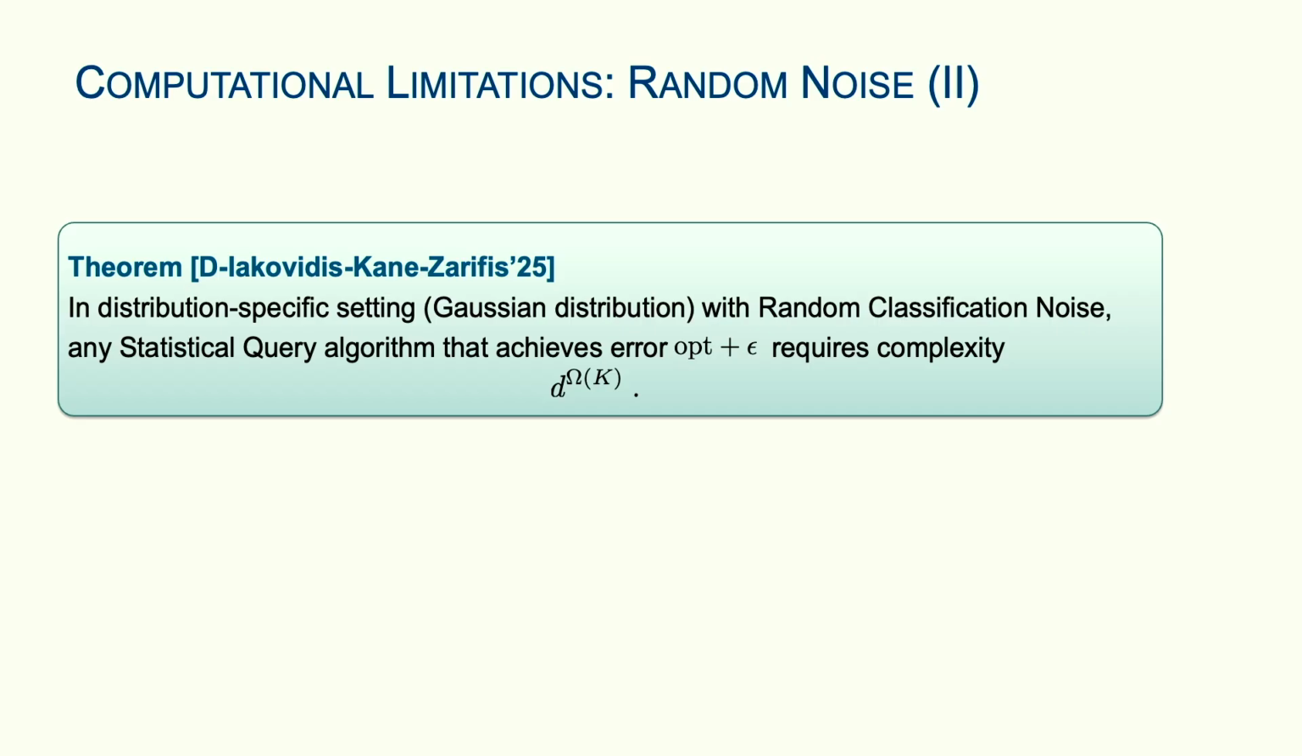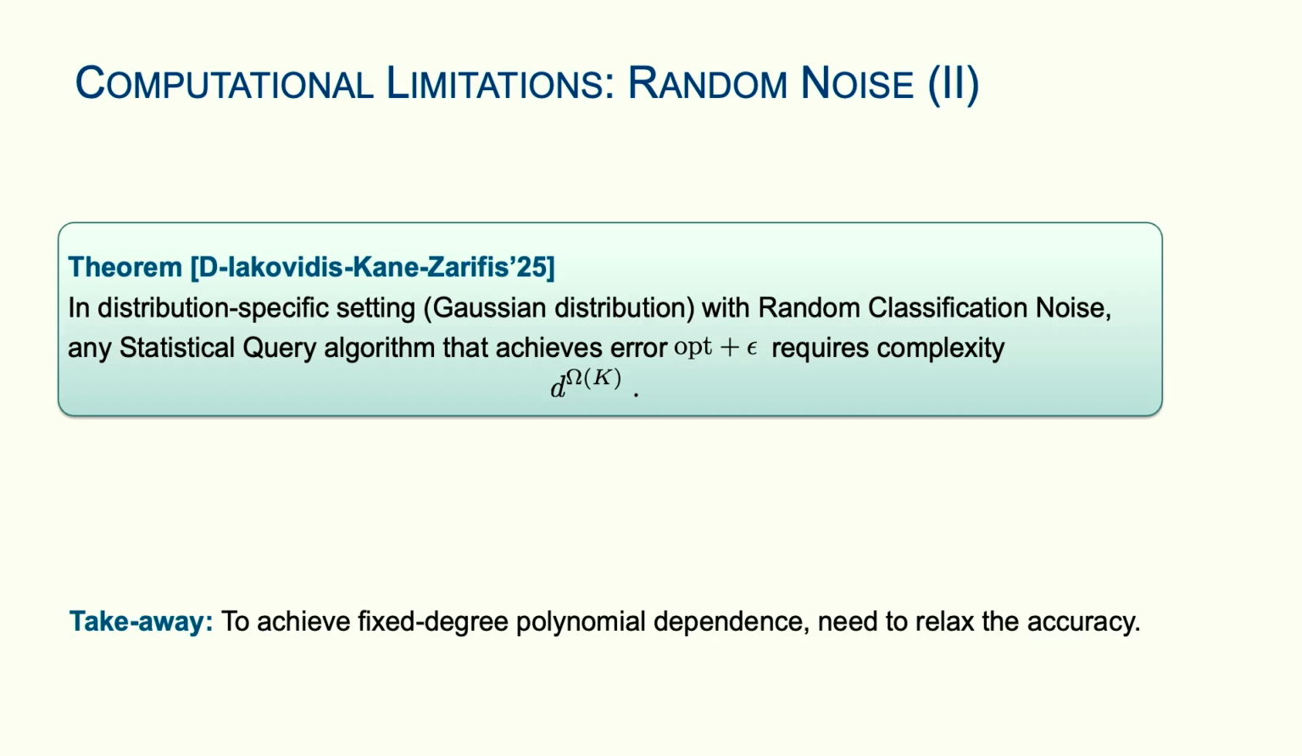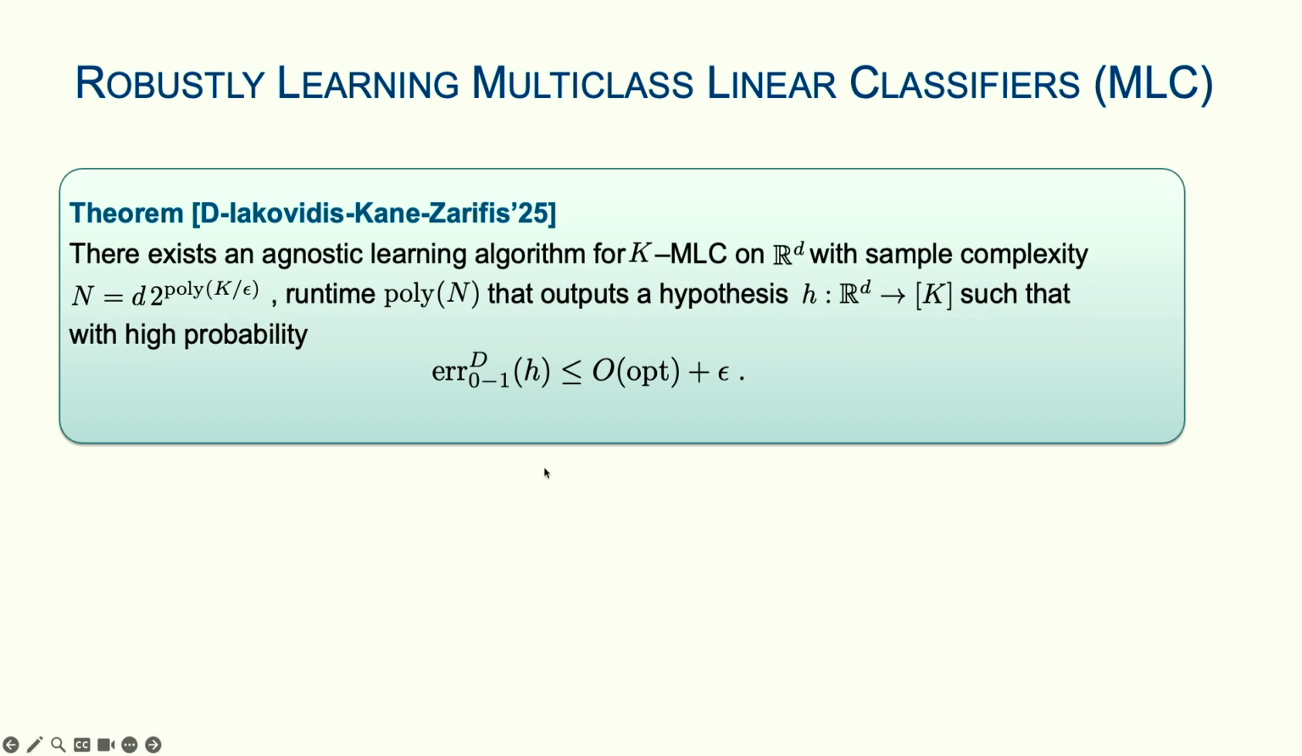As a result, even if we want to get something better than d to the k, which is really a terrible complexity if k scales, then we need to relax the error guarantee. We cannot get opt. We need to get something weaker, and this is the first algorithmic result that is basically a special case of the general algorithm that I mentioned at the beginning.